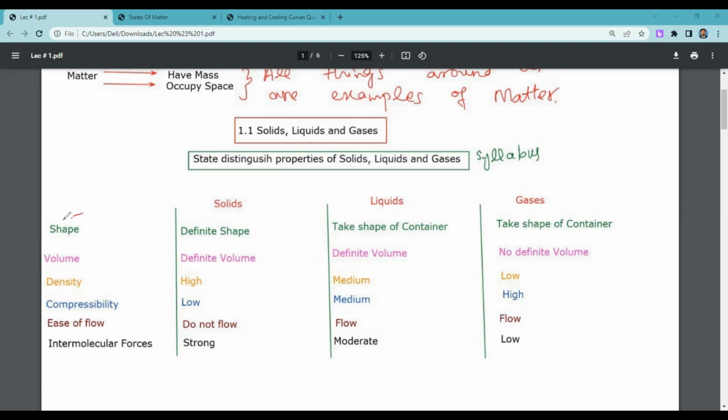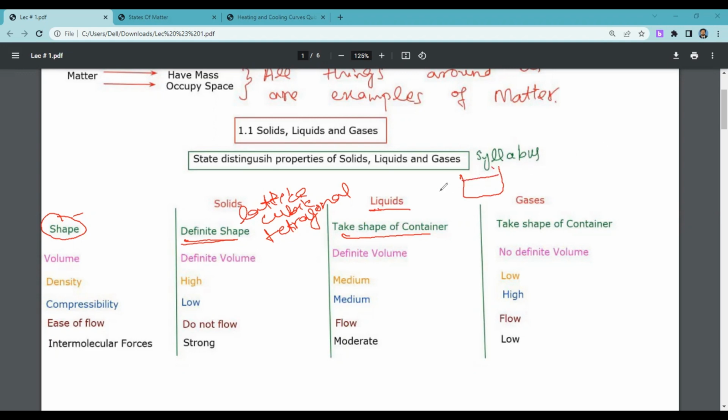If we talk about the shape of solids, solids have a definite shape. As we talked earlier, they form different lattices like cubic, tetragonal, octagonal, tetrahedral, square bipyramidal. While liquids take the shape of the container because they are less ordered and they have no arrangement.